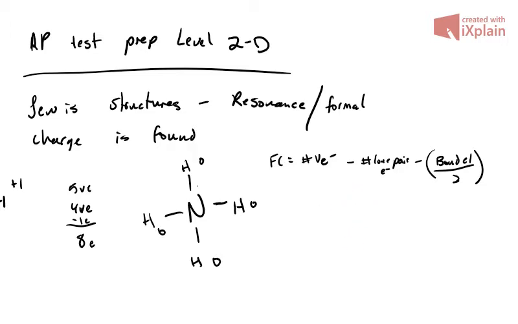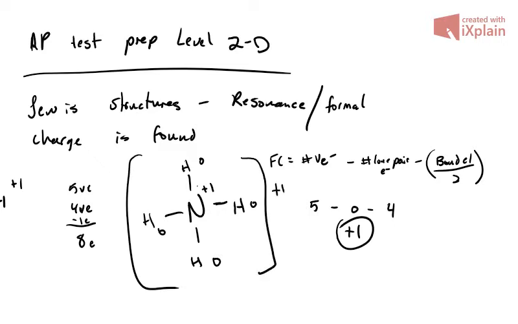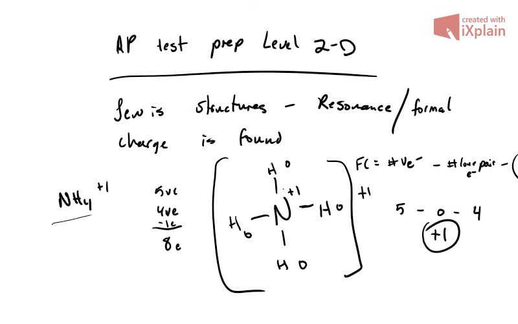Now, if we look at the nitrogen, it has 5 valence electrons, it has 0 lone pairs, and it has 8 bonded electrons divided by 2, that is 4. And so 5 minus 4 is a +1. Okay, and so the formal charge on nitrogen is a +1. If we add all the formal charges of each one of these atoms together, we get a total charge for the molecule, which is +1. Okay, and that is how we find formal charge in polyatomic ions.